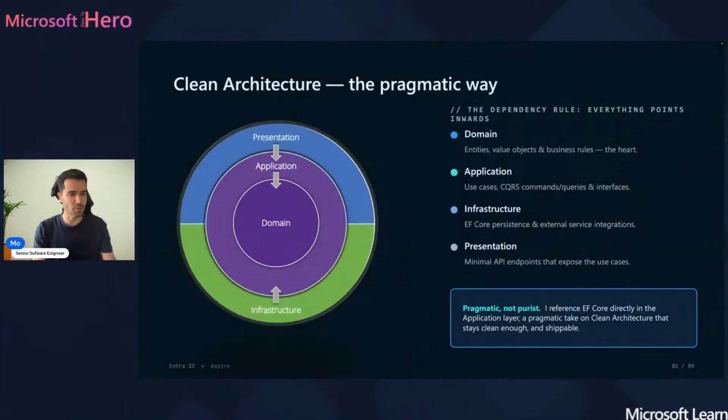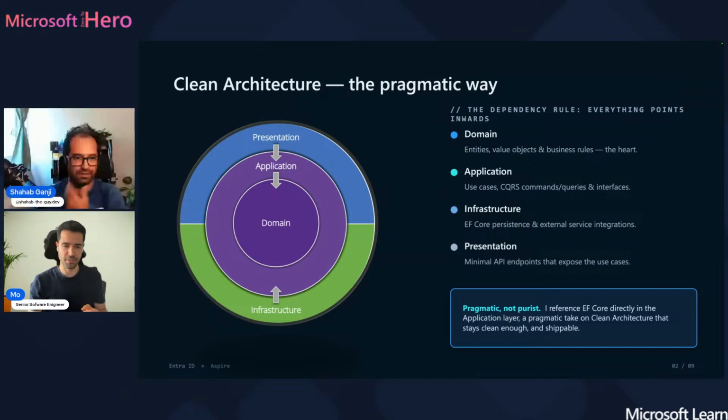So without further ado, I'm going to first talk about the architecture. Before actually getting into the identity part, first let's set the stage for the backend architecture. At its core, clean architecture is about separating concerns. And the dependency rule is that everything points inwards. So at the heart of the application, we have the domain, where all our entities, value objects, and business rules reside. And there is no dependency in the domain.